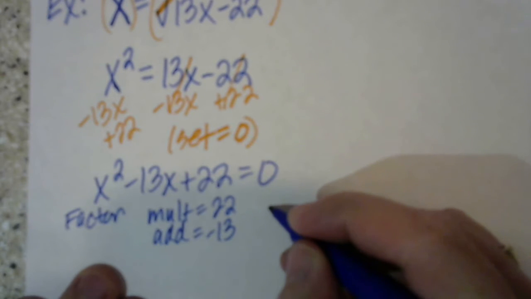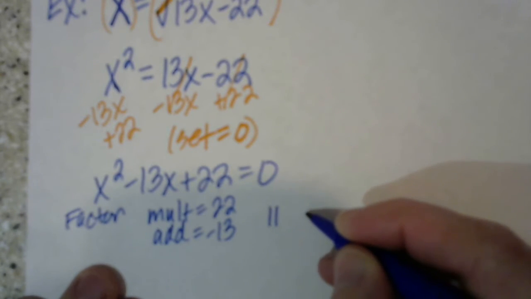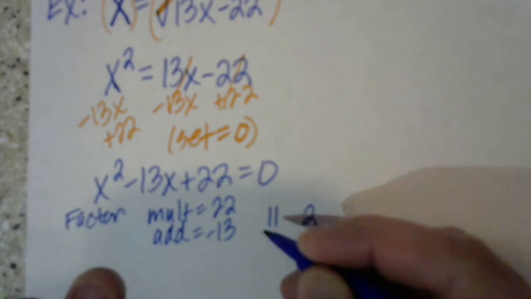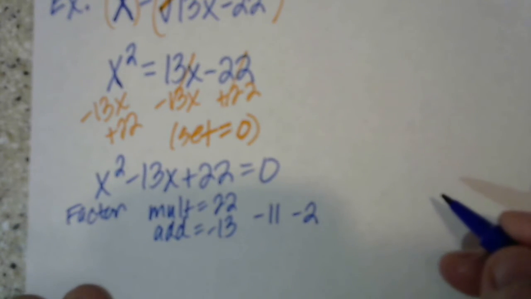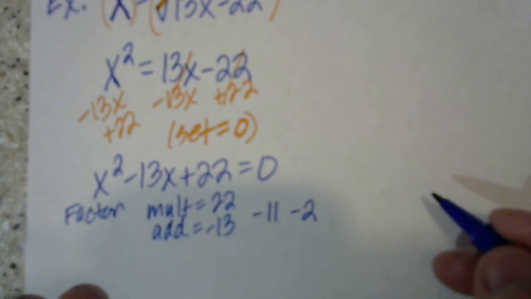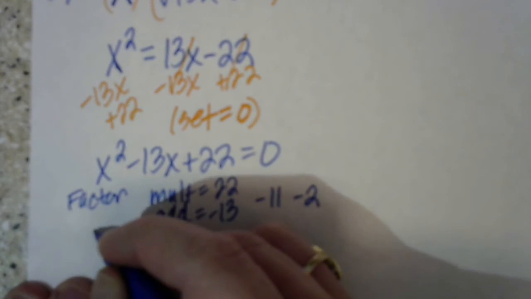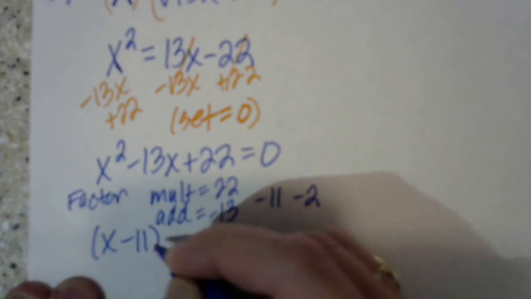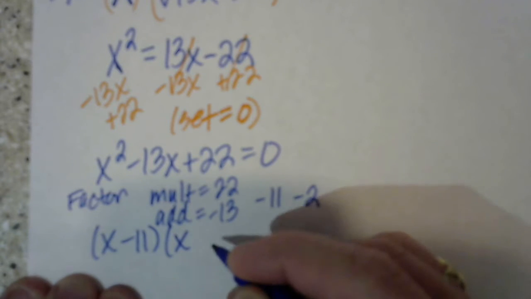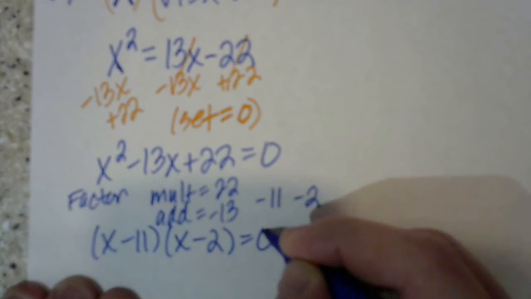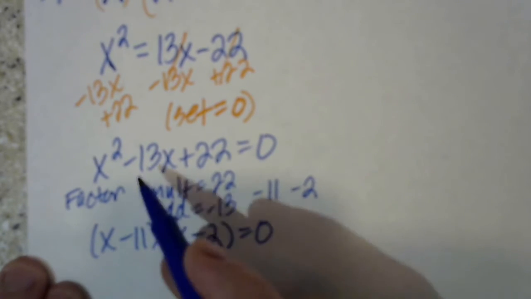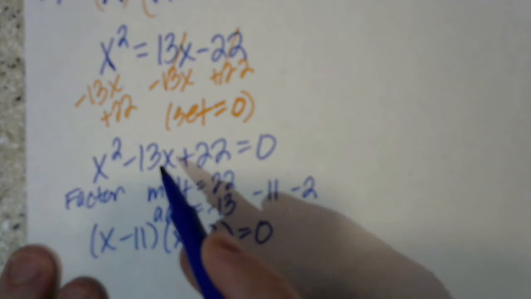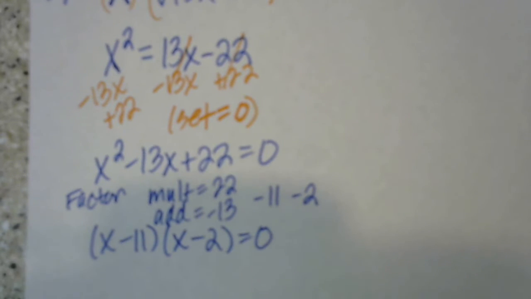Okay, that would be 11 times 2 is 22, and negative 11 and another negative 2 would give me negative 13. So if you'll remember, we're going to put those into 2 parentheses. You should see that if I FOIL this back, I will get x squared minus 13x plus 22.